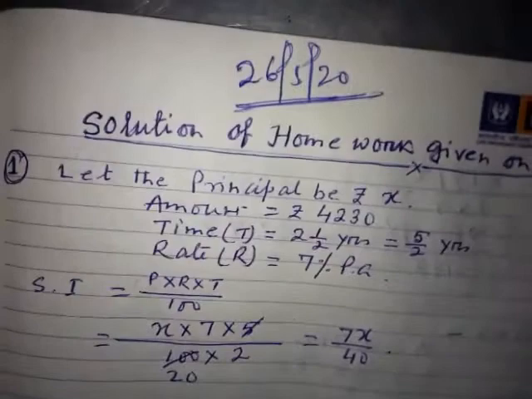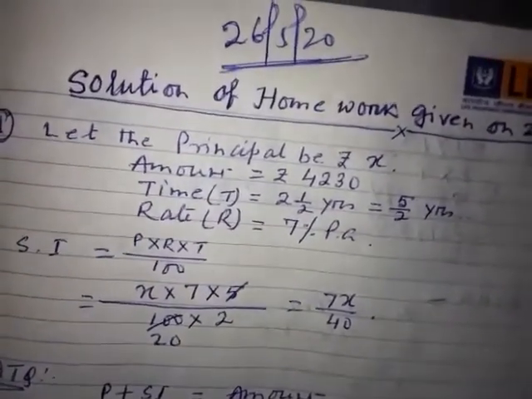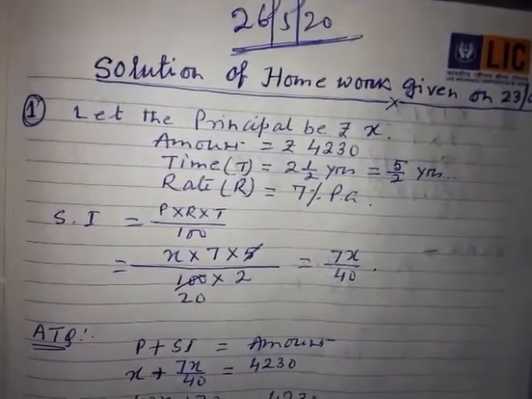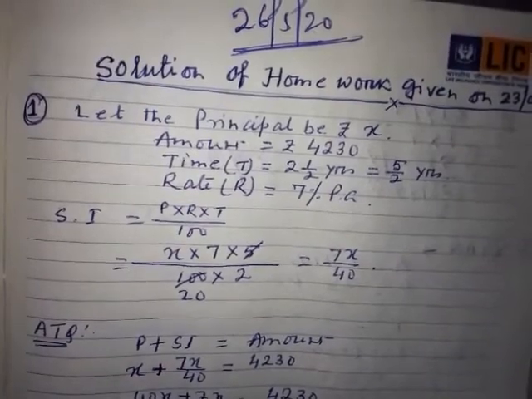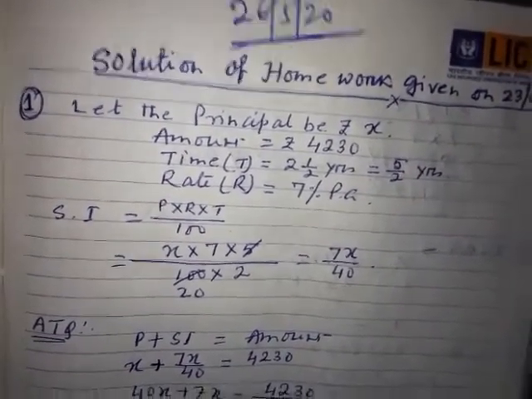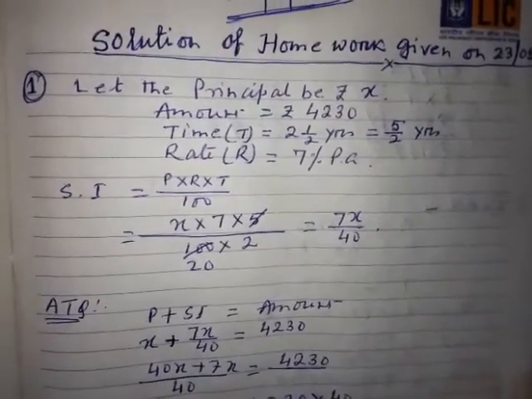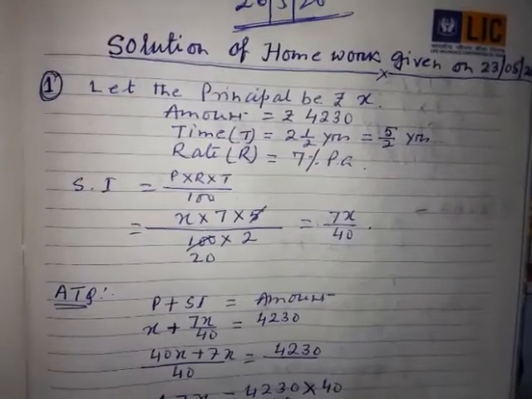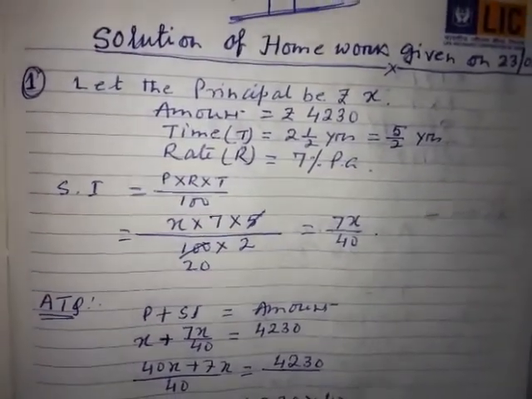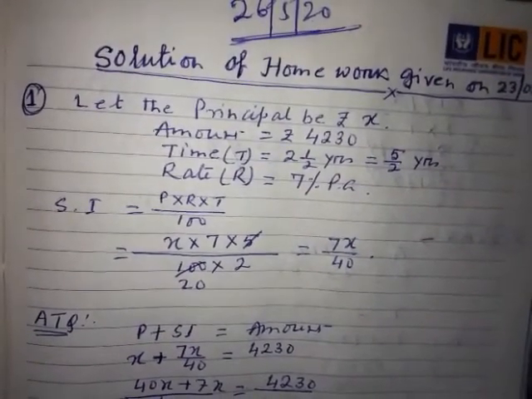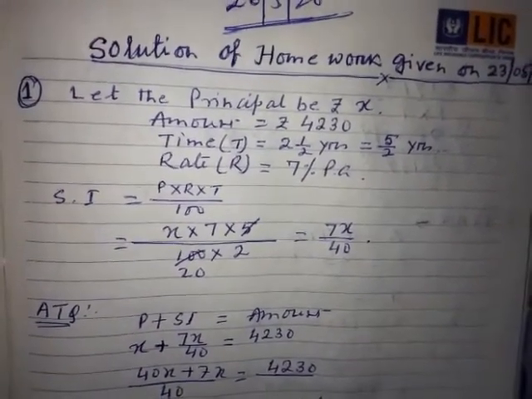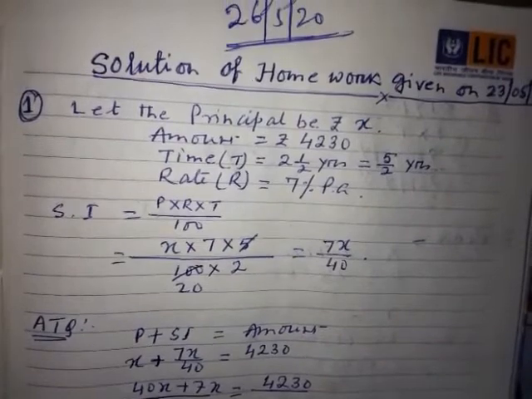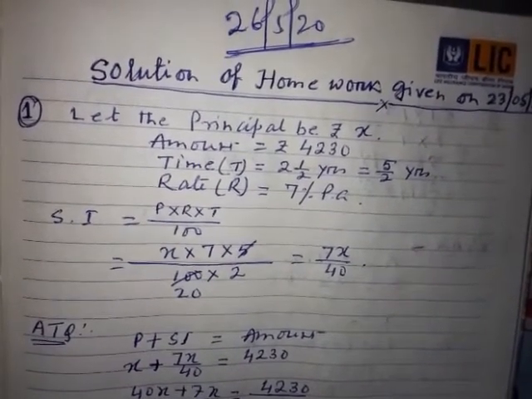Okay? The first question was, what sum of money will amount to rupees 4230 in 1/2 years at 7% per annum simple interest? Once more, I want to tell you, whenever you are going to solve problems, your first duty is to write the values of the information given in the question. If you write those values, it will be very easy for you to solve it.